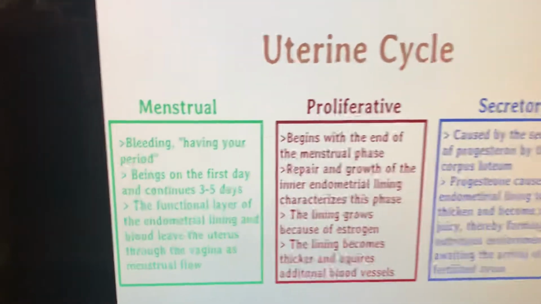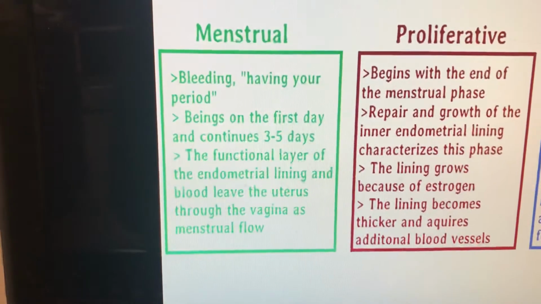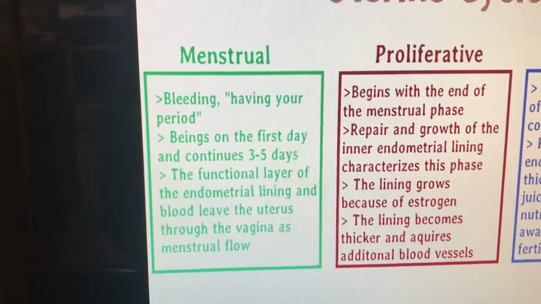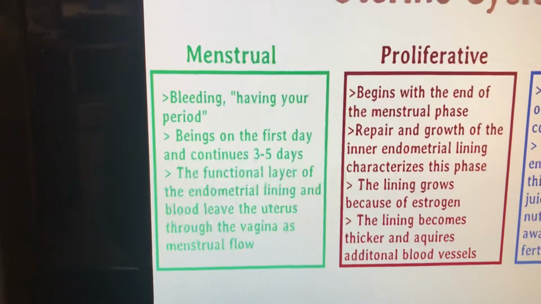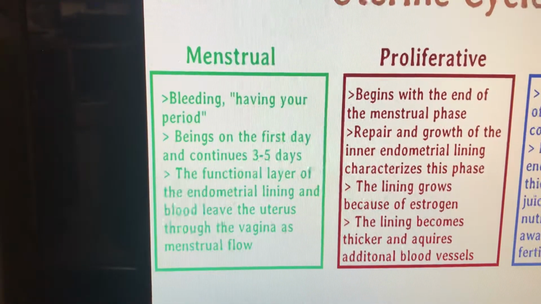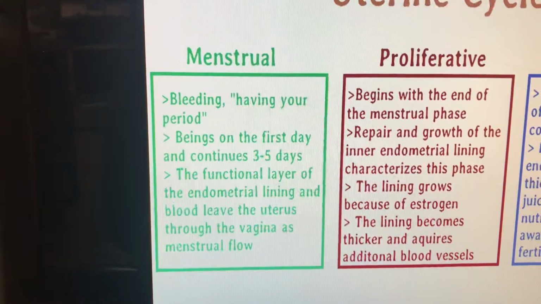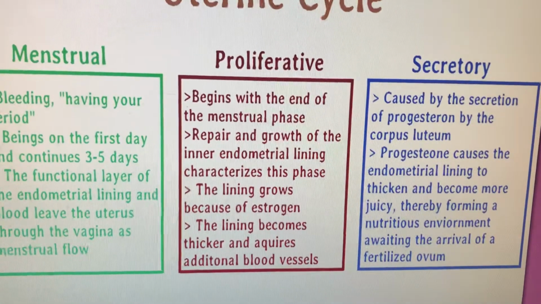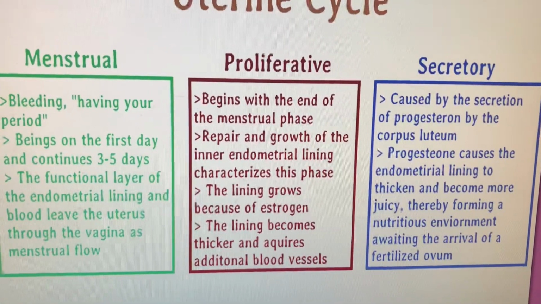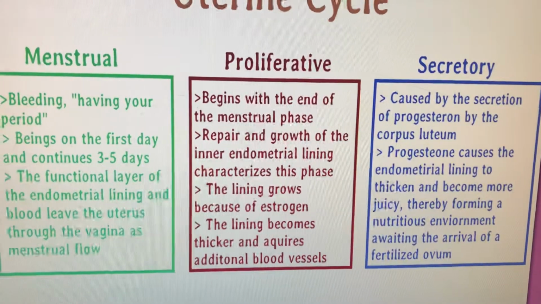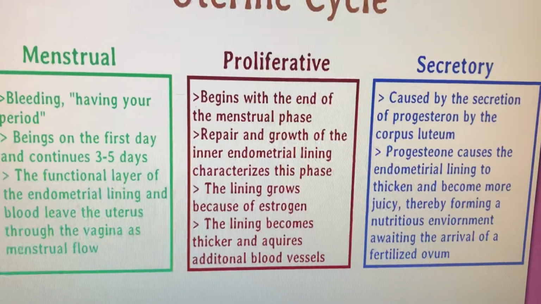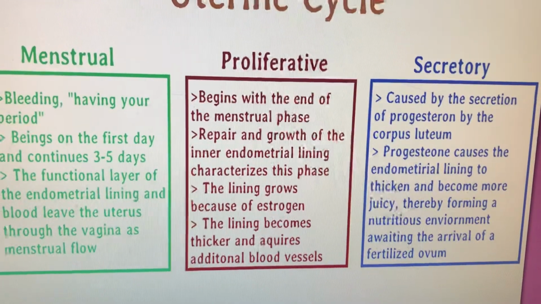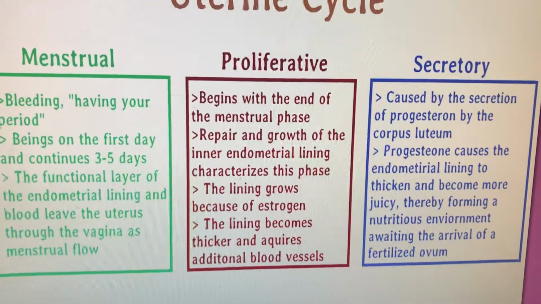So to break that down, your first phase is menstrual. This is bleeding. So this is known as having your period. It begins on the first day and continues 3 to 5 days. The functional layer of the endometrial lining and blood leave the uterus through the vagina as menstrual flow. So your next phase is the proliferative. It begins with the end of the menstrual phase. This is the repair and regrowth of the inner endometrial lining. And the lining grows because of estrogen. So the lining becomes thicker and acquires additional blood vessels.